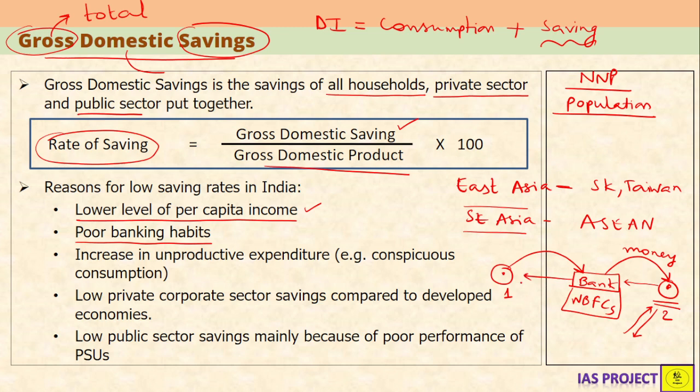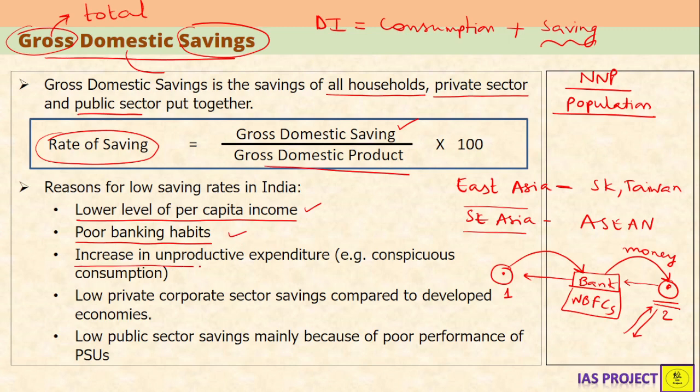However, let's say our banking habits are bad. That means whatever is the surplus income, you're not investing in stocks or the market or depositing in banks, but you're putting it, let's say, in your pocket or in your home. What happens? That money will not be useful for any other person. It may be useful for you in case of emergencies. So because of poor banking habits also, savings rates in India have been low.